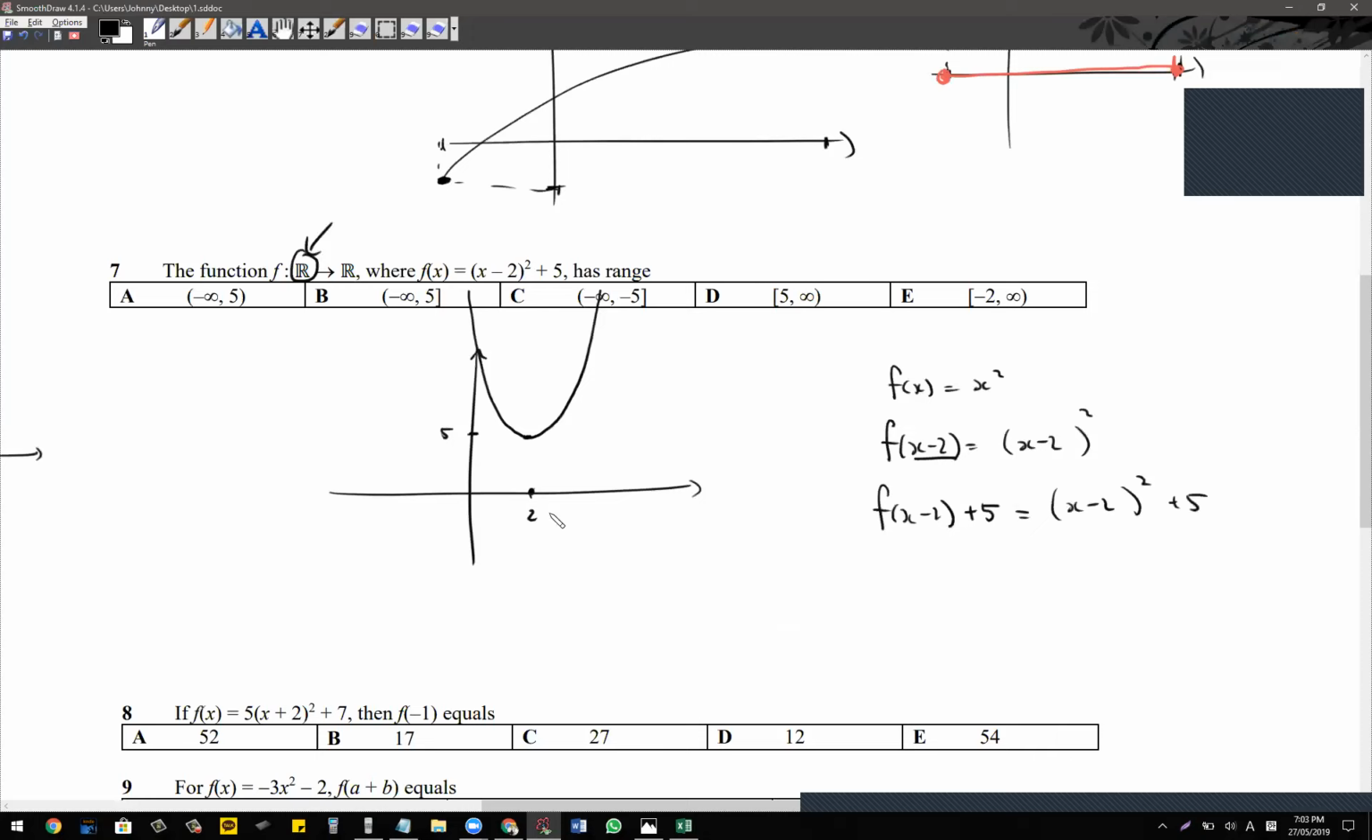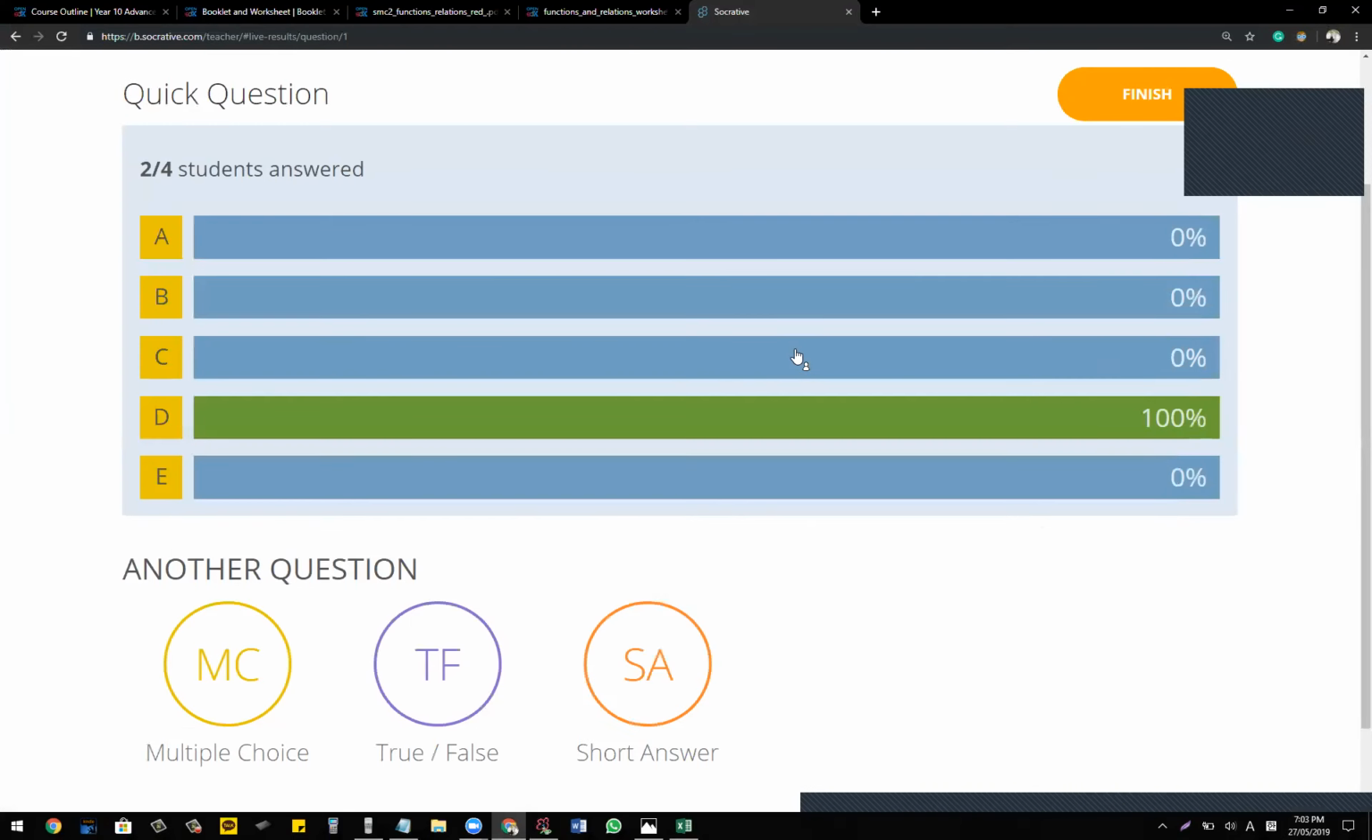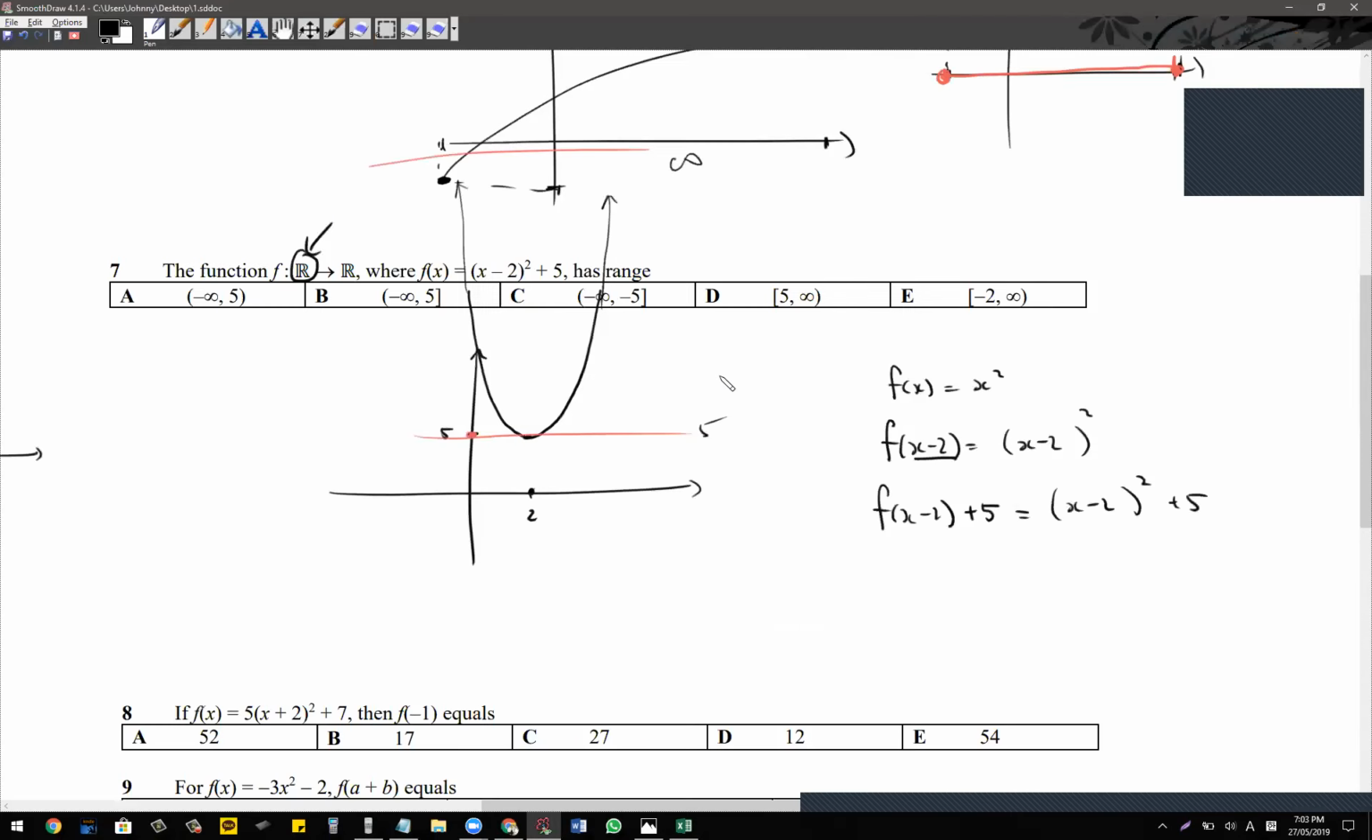So give you some clue. Range is starting from there. You see, it's from there, and it shoots upward to infinity. So there is no limit. It just goes on forever. So that's infinity, and starts from 5. Okay. So the answer is, well done, guys. To those who chose D, the answer is D here. It's from 5 to infinity, including 5. Okay.